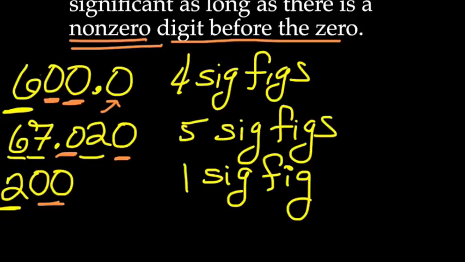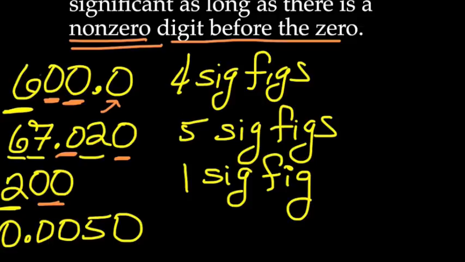Okay, one more. How about 0.0050? Okay, the 5 is significant because it's a non-zero digit. What about this 0? It's not between two non-zero digits. It is before a decimal, but there is no non-zero digit before the 0, so it's not significant.